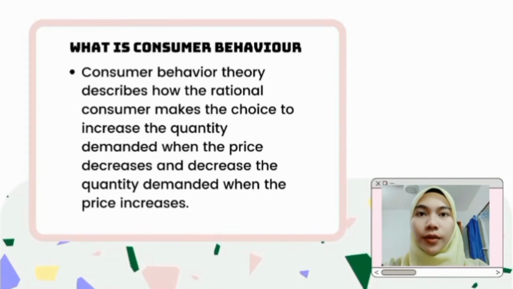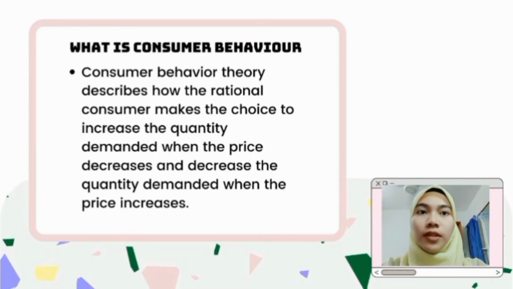Consumer behavior theory describes how the rational consumer makes the choice to increase the quantity demanded when the price decreases and decrease the quantity demanded when the price increases. Consumer behavior consists of how the consumer's emotions, attitude, and preference affect buying behavior.